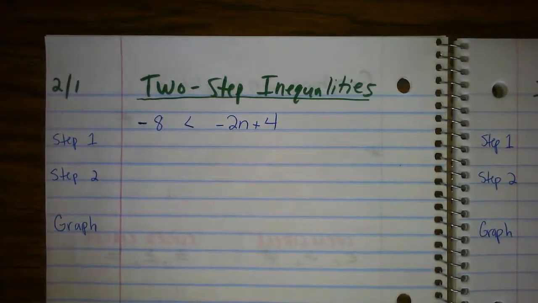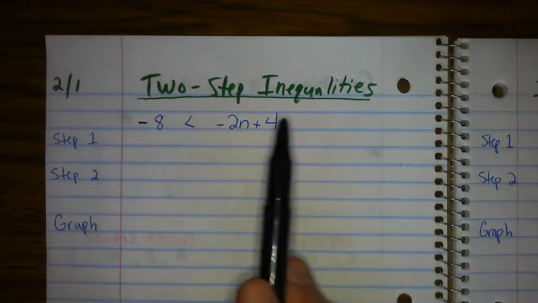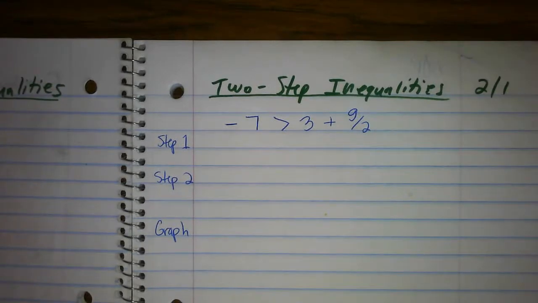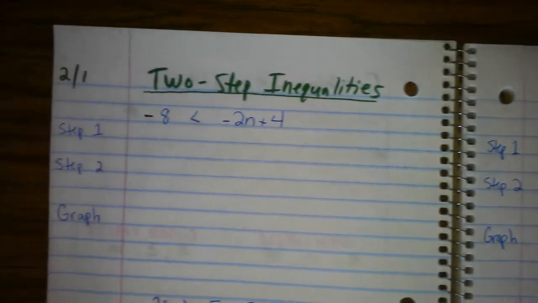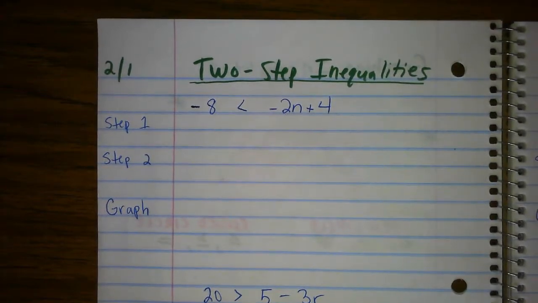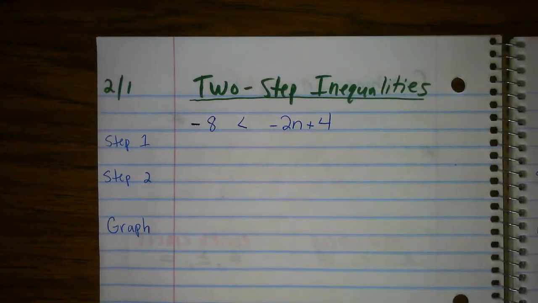So you'll see I've got the title of my notebook, two-step inequalities. I have the date. You should also have your page number. This is going to take 2 pages, so left side and right side. And I'll go through each problem. There will be 4 problems total. I'll do 2 of them, and then you'll do 2 of them. So let's look at this first one.